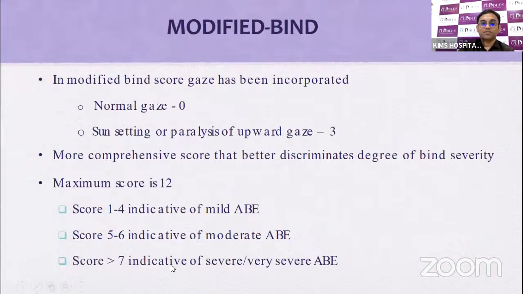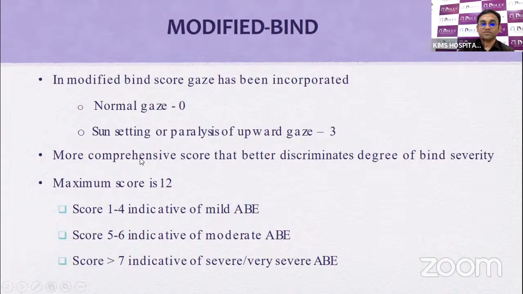And then comes the term modified BIND. Along with mental status, cry, and tone, the modified BIND score has a gaze component. When the gaze is normal, it is 0. And when there's sunsetting or paralysis of the upper gaze, the score is 3. It doesn't have scores of 1 and 2. It has only 0 when the gaze is normal, and 3 when there's abnormal gaze in the form of sunsetting or paralysis of the upper gaze.